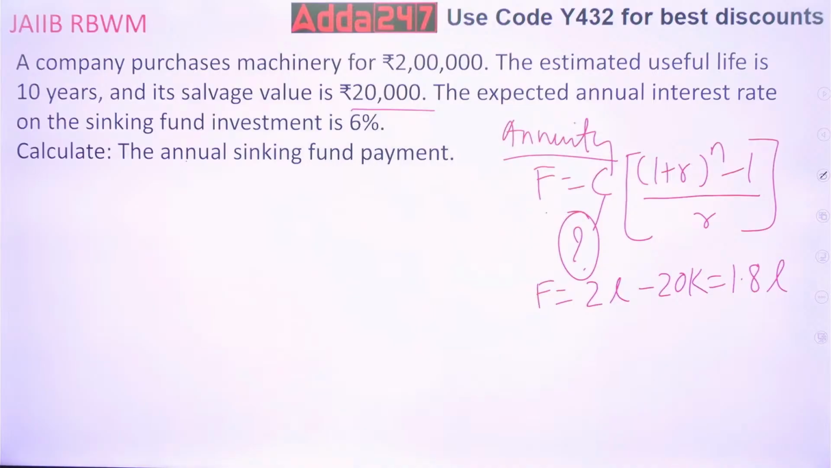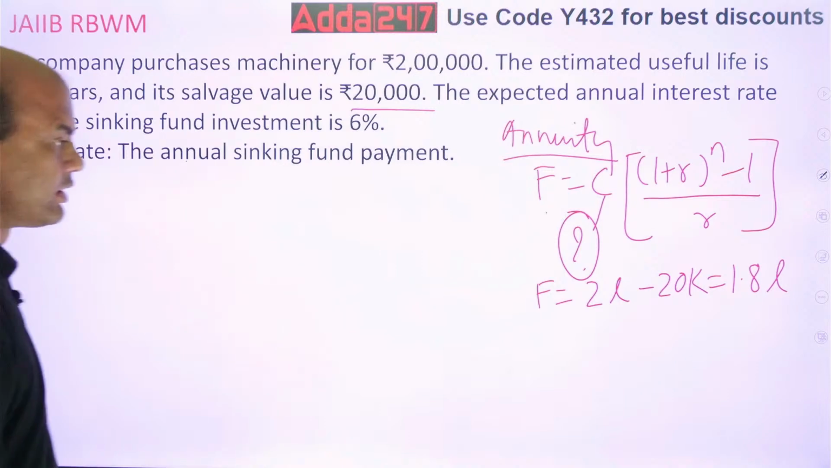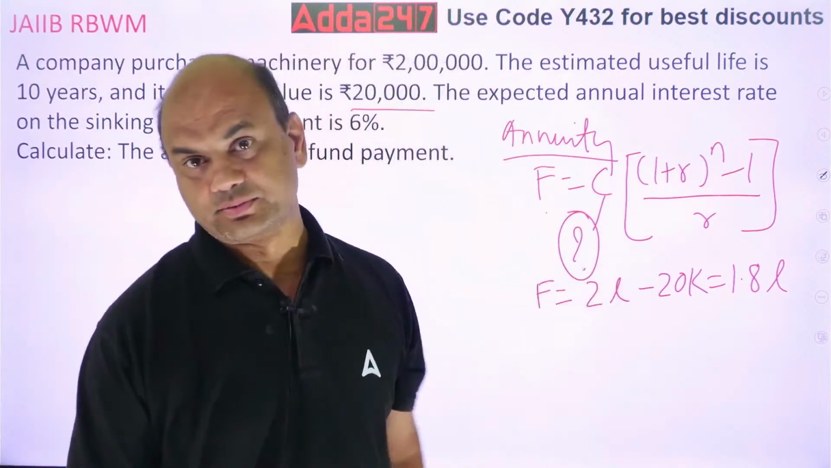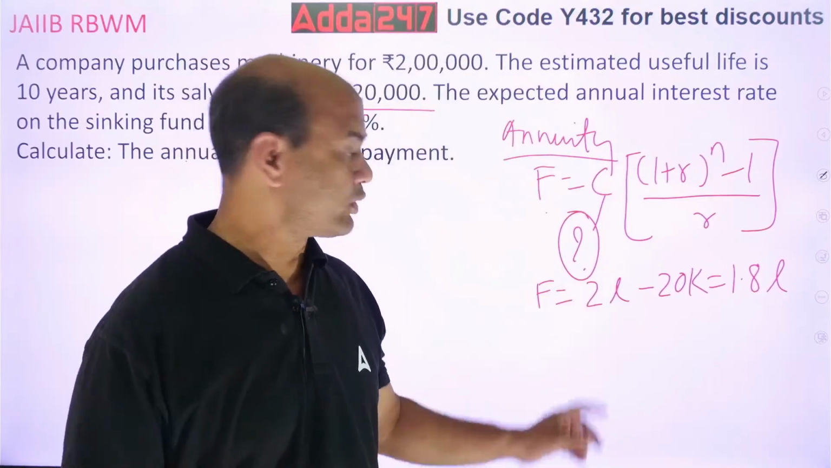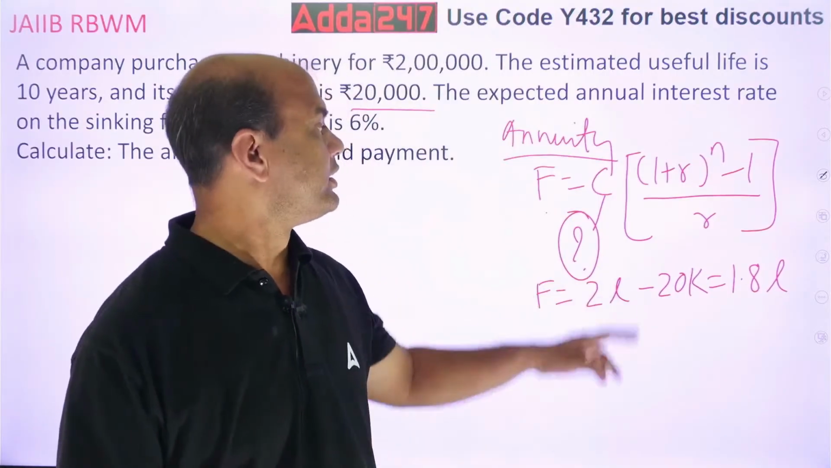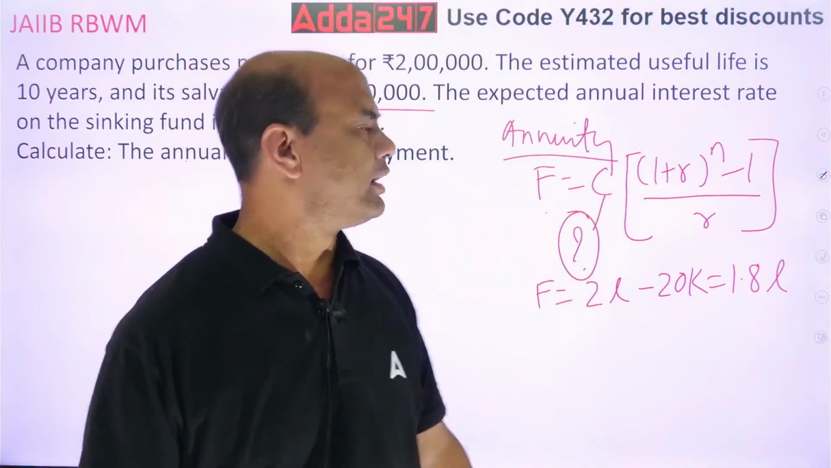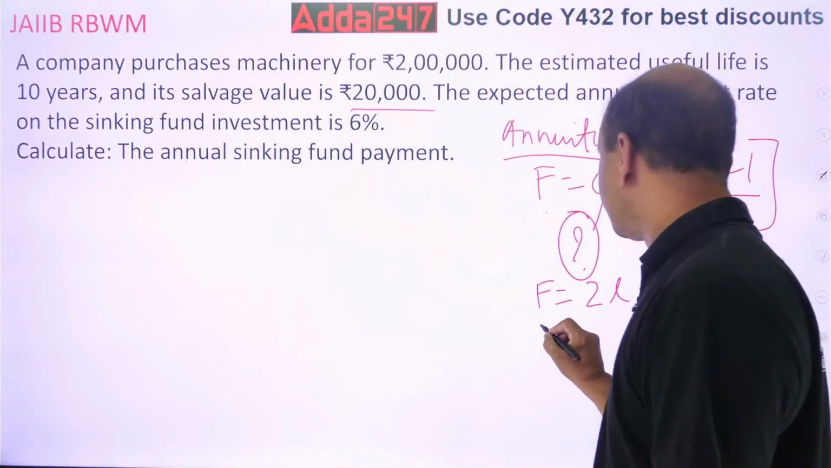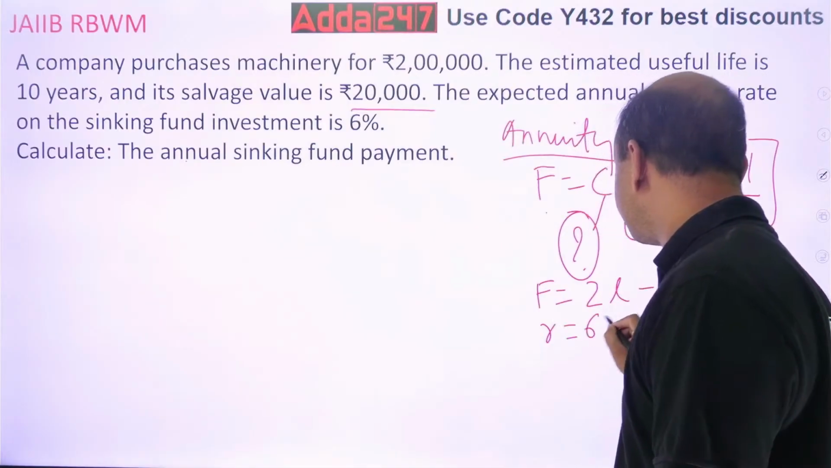Everyone understood this? This is very important. Why? Because you need to understand that the value over here is to be taken after subtraction of salvage value. You need not take 2 lakhs directly. Next, R. R is what? Rate of interest. What is given? It's directly given 6%. R equals 6%.